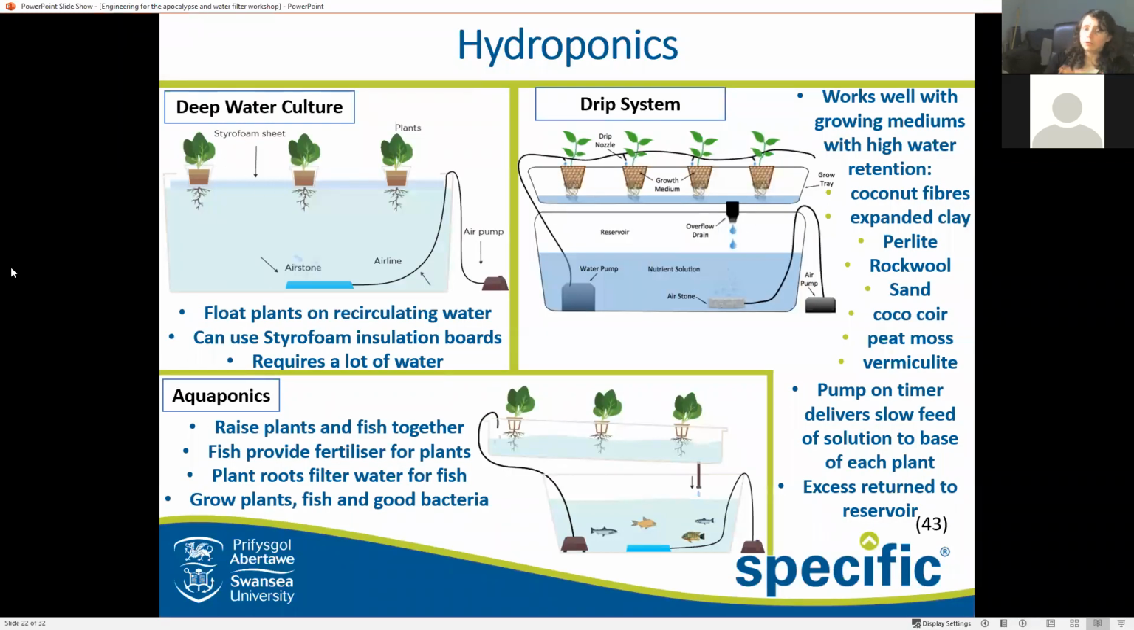a few techniques used include deep water culture. So this uses styrofoam boards which have drilled holes through them in which the roots of the plants can then float freely. This enables the plants to have access to well oxygenated nutrients in the water, which would be supplied in some form, and is really good for leafy greens that require little root support. But it isn't always applicable for all applications and requires quite a lot of water.